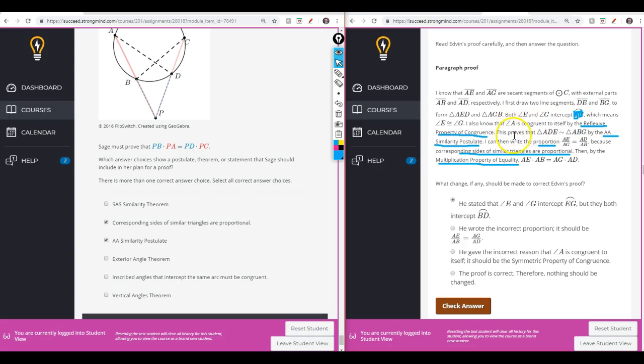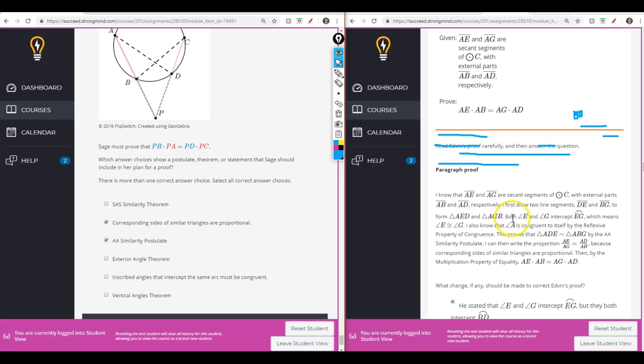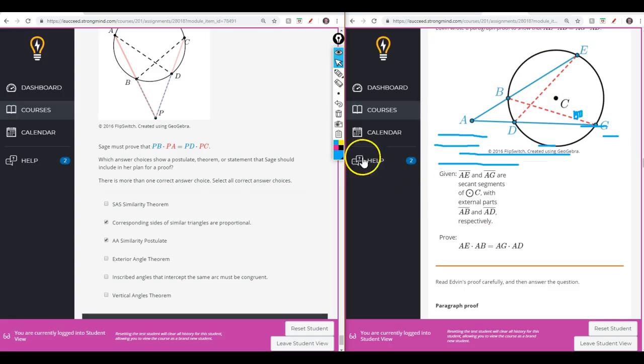So if I scan up here, I noticed that they intercept arc BD. And again, that was both angle E and angle G. So right here, angle E is an inscribed angle because it hits the outside edge of a circle. And there's its intercepted arc. And again, angle G is also an inscribed angle because it hits the outside of the circle. So that is an inscribed angle. And since they intercept the same arc, they are congruent.